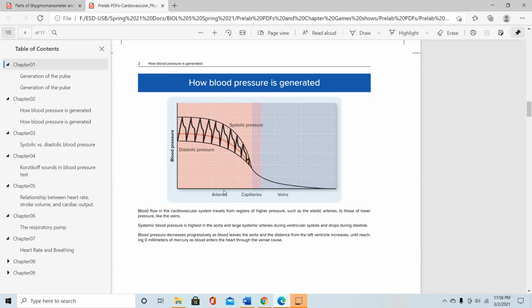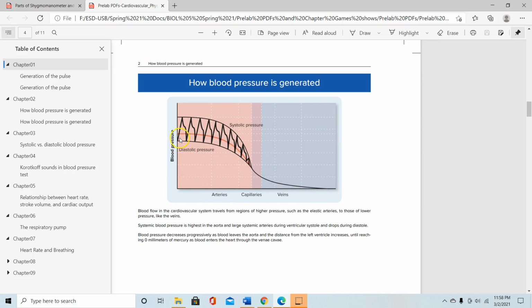How is blood pressure generated? Again, blood flow in the cardiovascular system travels from regions of higher pressure, such as the elastic arteries, to lower pressure, like the veins, as I said earlier. So you see here the different sizes of arteries. Here is the aorta, then smaller arteries, then capillaries, then veins.